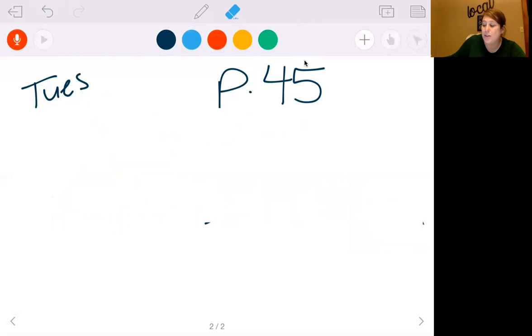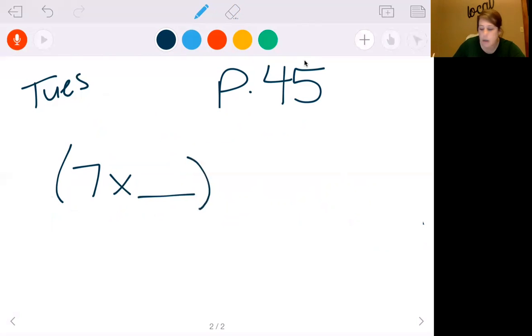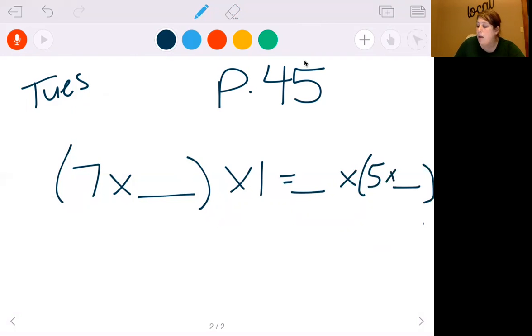With the filming on Zoom, I can't really back up and refilm, so you just get all the bloopers with it. So let's do one like this. I'm going to write the problem, then give you the name of the properties. So 7 times blank times 1 equals blank times 5 times blank. All right, and this one is associative.